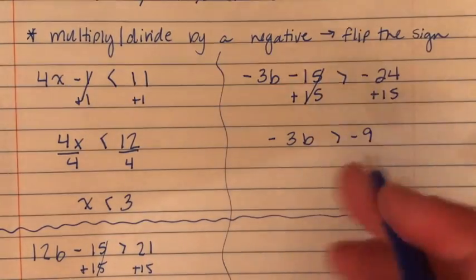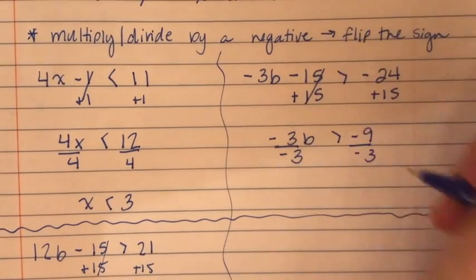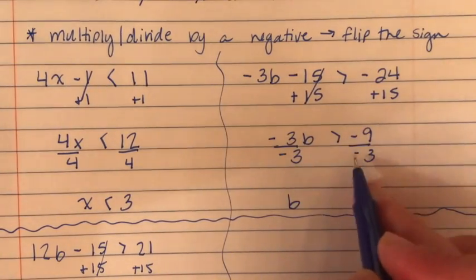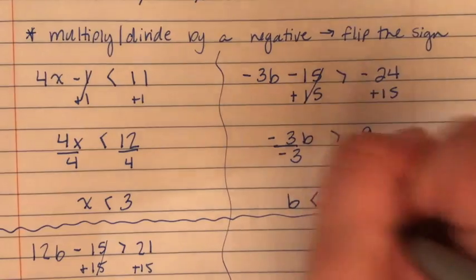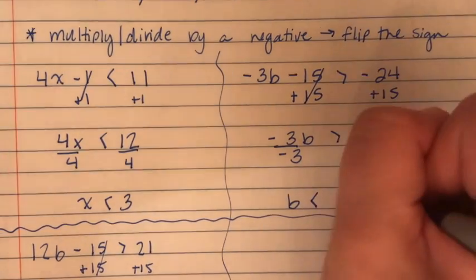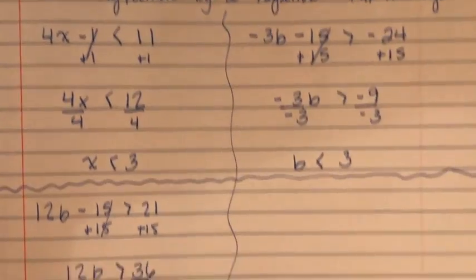Now I need to divide both sides by negative 3. And I get b. Here my sign was greater than, but I divided by a negative, so I'm going to flip it. Negative 9 divided by negative 3 is going to be positive 3. So I get b is less than positive 3.